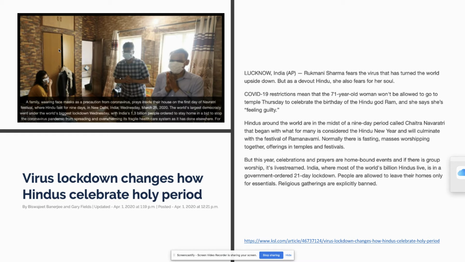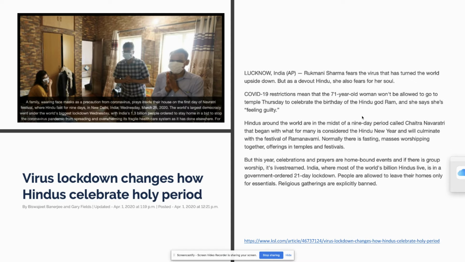So I just screenshotted a few images here. You can see the headline, "Virus lockdown changes how Hindus celebrate the holy period." So what we know is that we've got a particular period on the Hindu calendar. We can see in the article over here on the left side, there's a 9-day period. So it's not just one day, right? But it's a multi-day period. Helps us understand the importance of it.